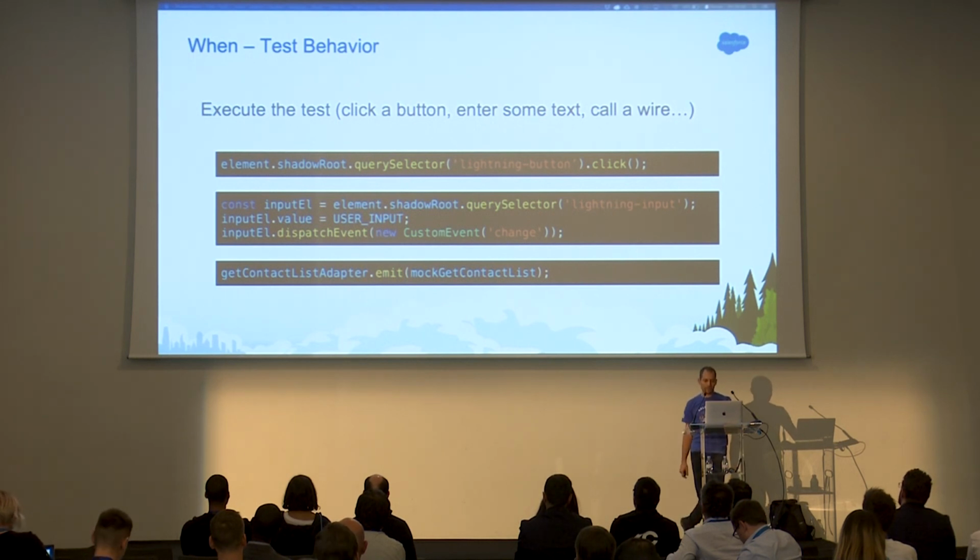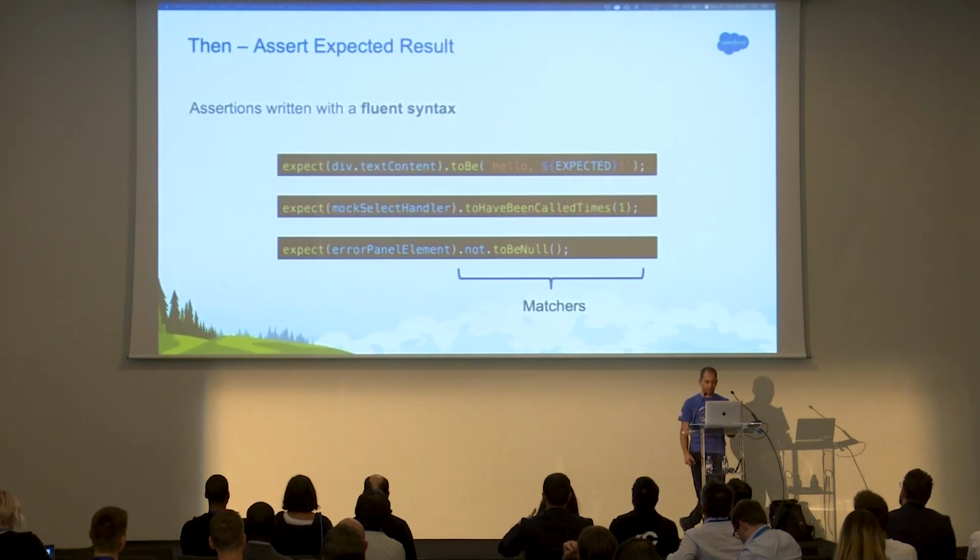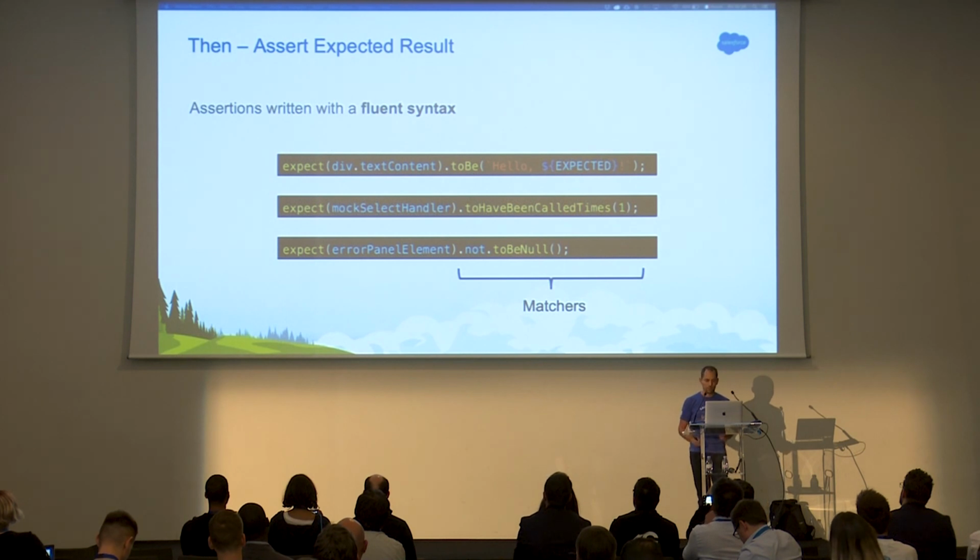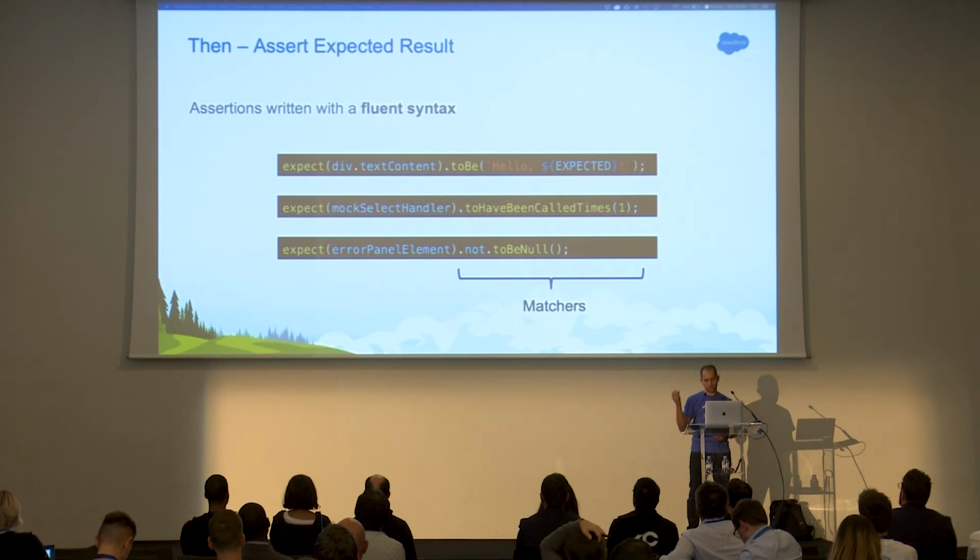Finally, the last phase is the then phase. And in the then phase, it's actually very simple to write a test because we're using assertions in something called a fluent syntax. So the idea is that you want to be able to read the line, and actually it turns out to be a sentence, so you know exactly what it does. You see, expect div content to be hello and then a constant, so hello world, for example. Or expect mock select handler to have been called one time.